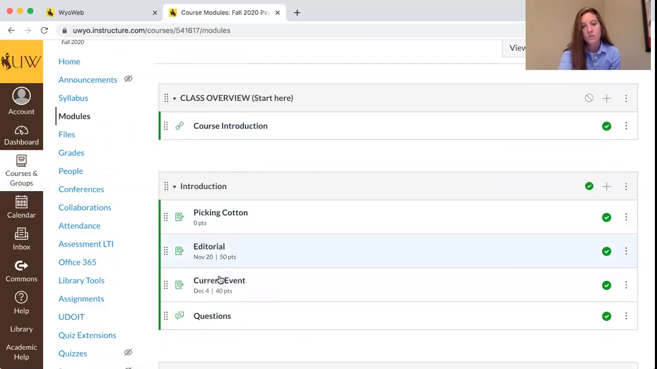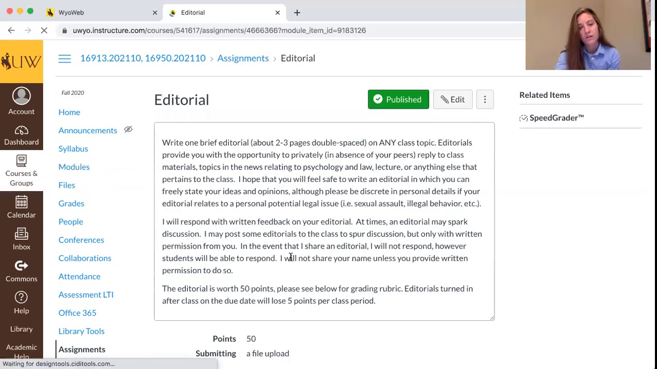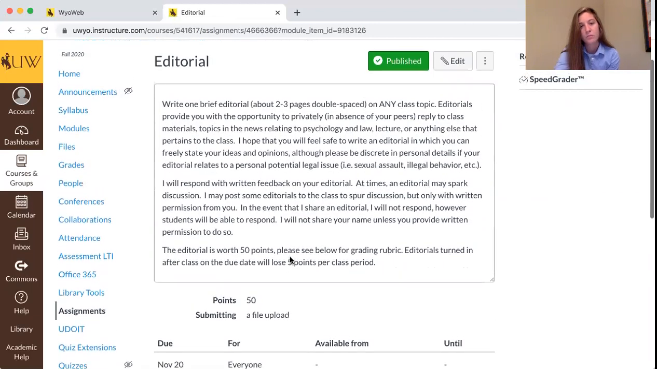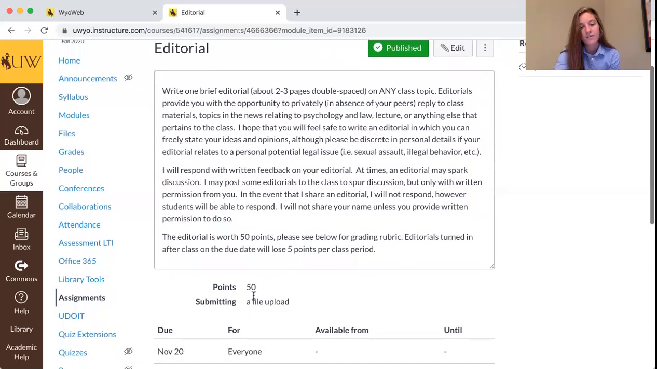The other two things that I have in here that are important are your two writing assignments for the semester. You will have an editorial and you will have a current event writing assignment. So let's click into the editorial here. You can see that this is worth 50 points, so a good portion of points in the class. And this is going to be due on November 20th.